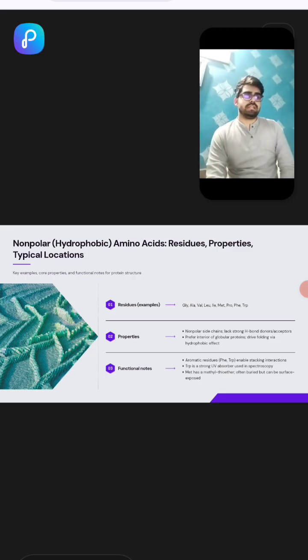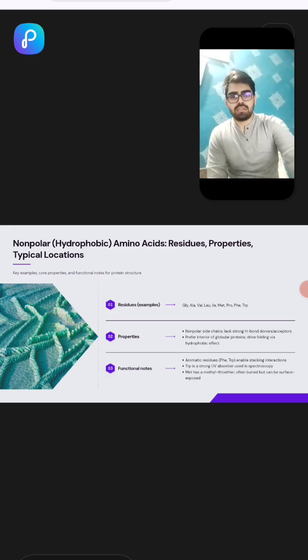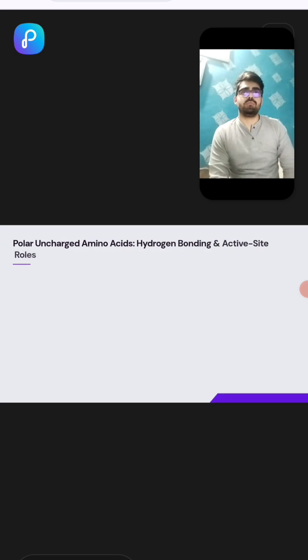Functional notes: aromatic residues enable stacking interactions. Aromatic residues like tryptophan enable stacking interactions because they have a ring, and also TRP or tryptophan is a strong UV absorber in spectroscopy. It is a functional note. So yes, these are some of the exceptional qualities seen in the non-polar ones.